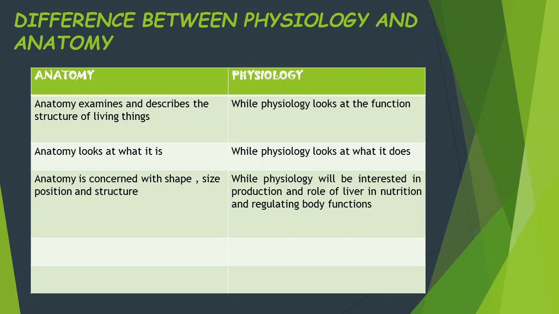Difference between physiology and anatomy. Anatomy. Anatomy examines and describes the structure of living things. Physiology. Anatomy looks at what it is, while physiology looks at what it does. Anatomy is concerned with shape, size, position, and structure, while physiology will be interested in production and role of liver in nutrition and regulating body functions.